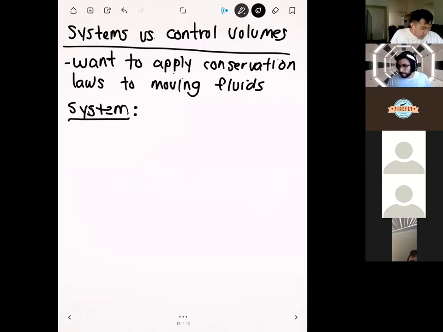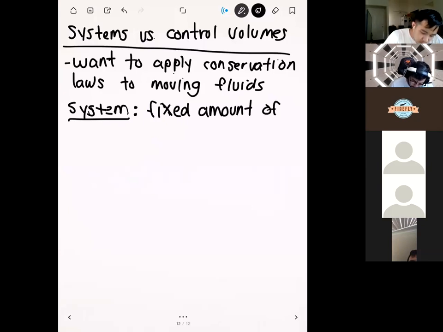A system, just to sum it up in a few words, is a fixed amount of mass, with emphasis on the mass. The system approach is typically what you've probably adopted for your strength of materials and your traditional classes, because with solid objects, a fixed amount of mass is very easy to follow.